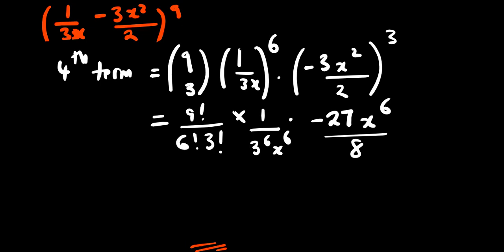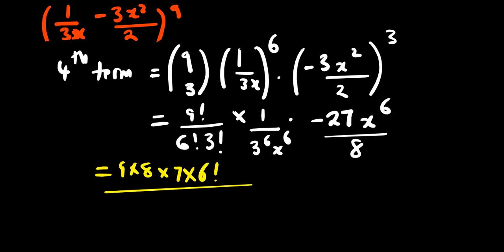Allow me to raise that. Now we can solve. You know that 9 factorial is just the same as 9 times 8 times 7 times, let me end on 6 factorial because there's a 6 factorial down. So 6 factorial and 3 factorial. 3 factorial is just the same as 6. Allow me also to write a 6 here, multiplied by negative 27.